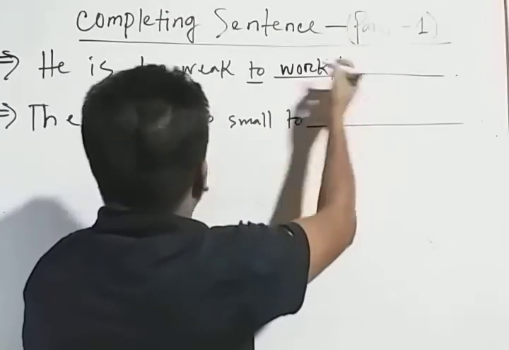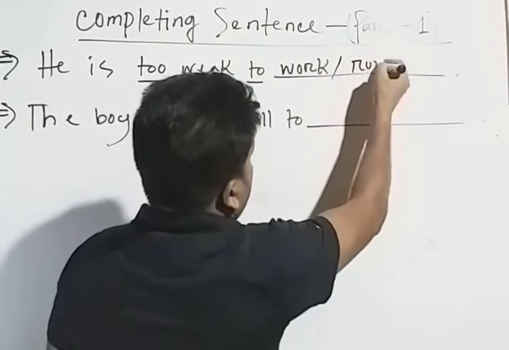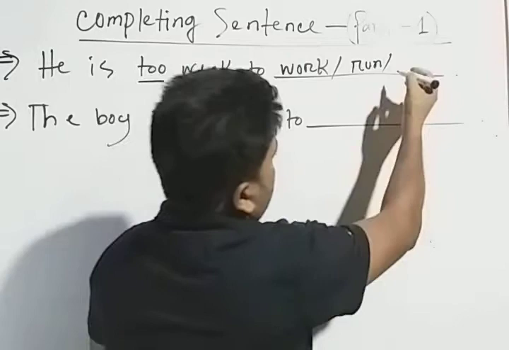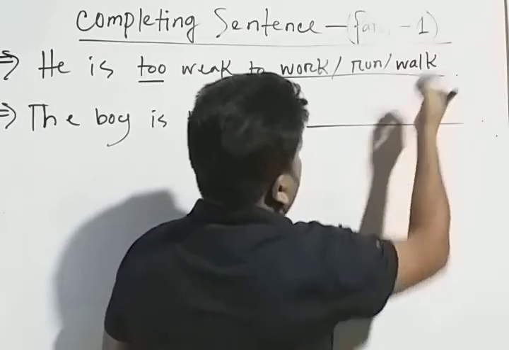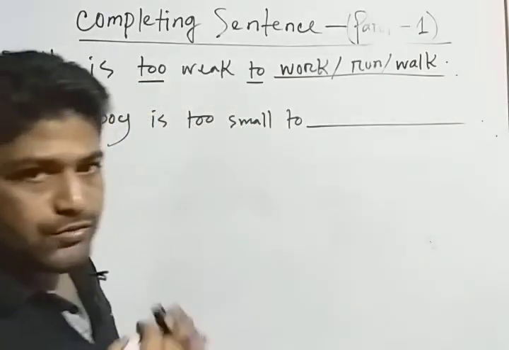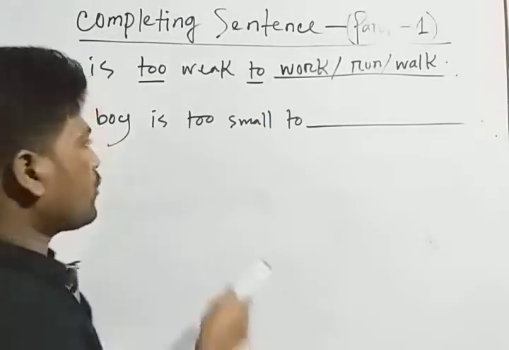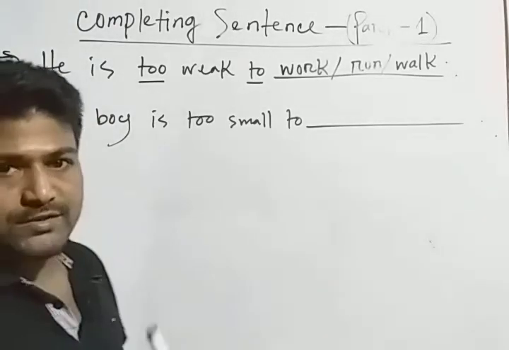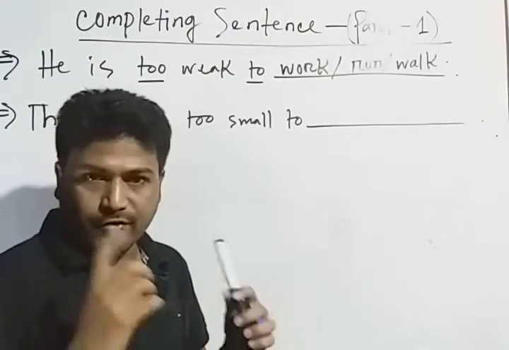We can use here he is too weak to work, he is too weak to run, and then he is too weak to walk. Okay, dear learners, in this way we can complete this type of incomplete sentence. Now look at the example number 2. The boy is too small to. What is the meaning of this incomplete sentence? I hope you know the meaning, right?